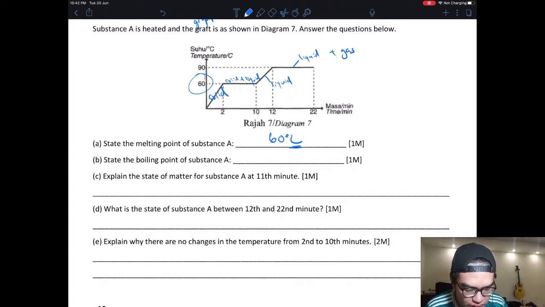Boiling point is this one, so it's 90. It's where liquid starts to change into gas. They should have another line here, but they didn't. That's why I got a bit confused just now.